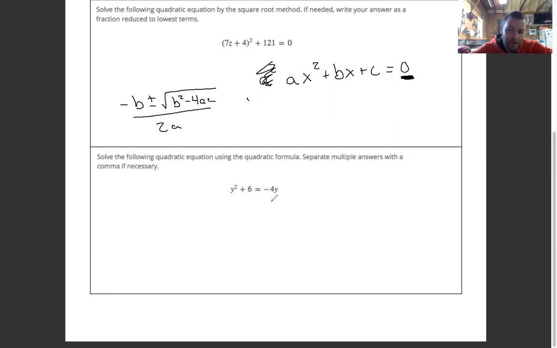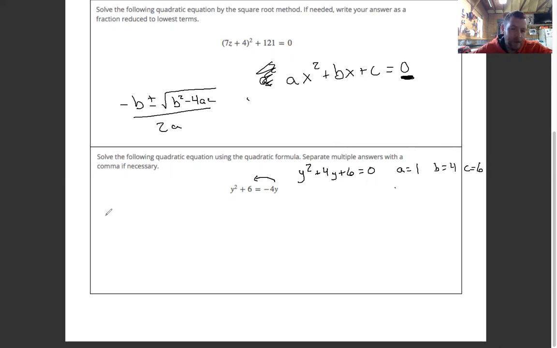Okay. So if I want to solve this by using the quadratic equation, I have to make it equal to 0. So y squared. I do that by adding 4y. So plus 4y plus 6 equals 0. My a value is 1, the value in front of your y squared. Your b value is 4. And my c value is 6. If it was minus 4y, this would be negative 4.